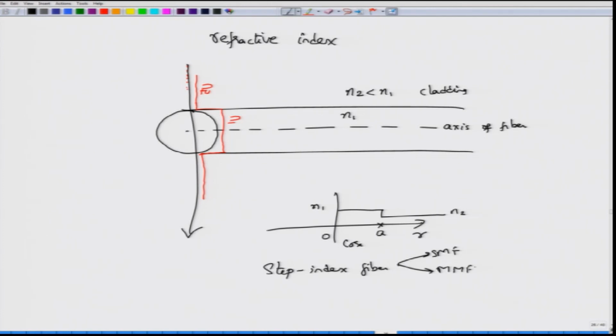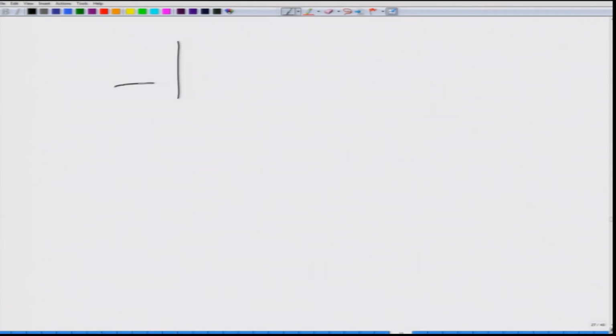Okay. It turns out that while the step index fiber is simple to analyze, in fact simpler than the other types of profiles to analyze, this is not the only refractive index profile that is possible, and you will find many different types of profiles. One profile that is very popular for eliminating intermodal dispersion, especially in multimode fibers, is what is called a graded index fiber.